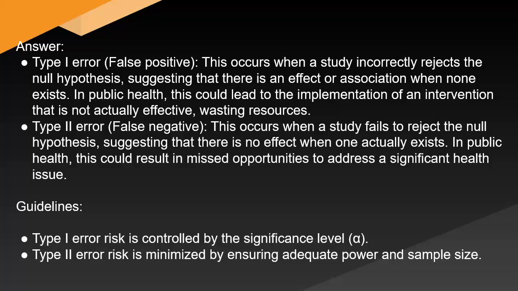In public health, this could result in missed opportunities to address a significant health issue. Guidelines. Type I risk is controlled by the significance level alpha. Type II risk is minimized by ensuring adequate power and sample size.